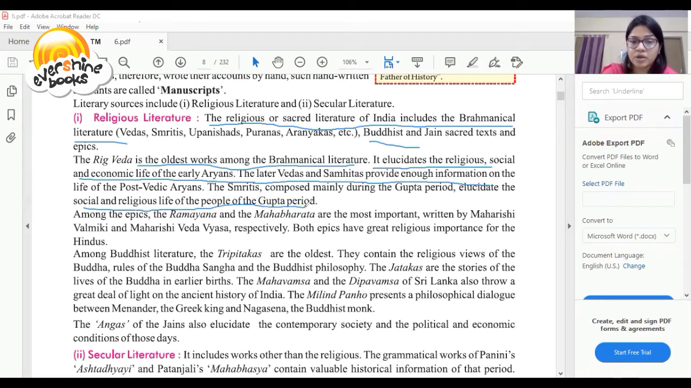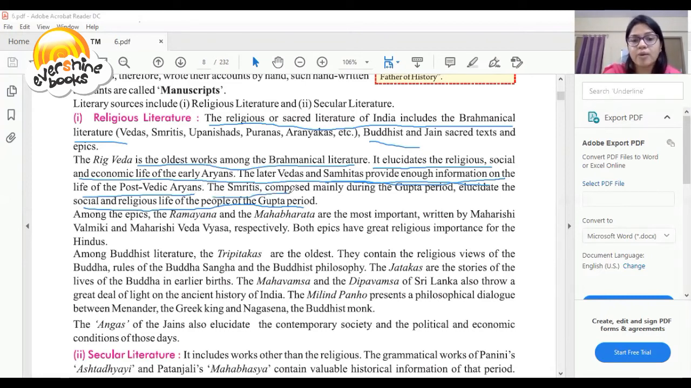तो कुछ समय के बाद गुप्ता पीरियड की जानकारी हमें किससे मिली? Smritis. The Vedas and Samhitas provide information on the life of post-Vedic Aryans. पोस्ट वैदिक आर्यंस की जानकारी हमें किससे मिली? इनफ इंफॉर्मेशन हमें कहाँ से मिली? वेद और संहिता से मिली.